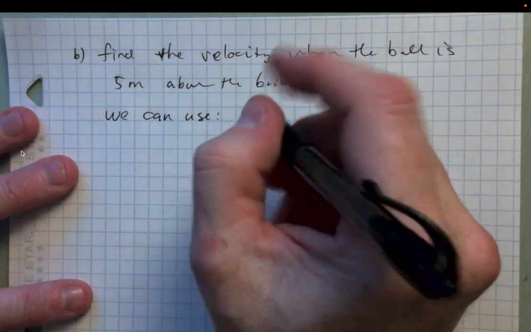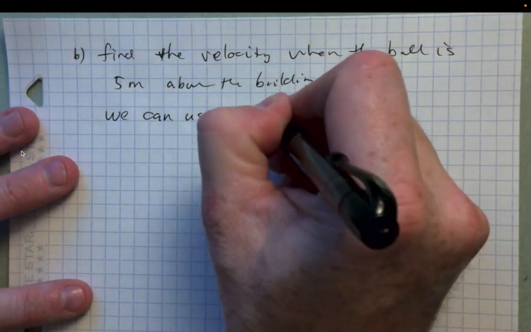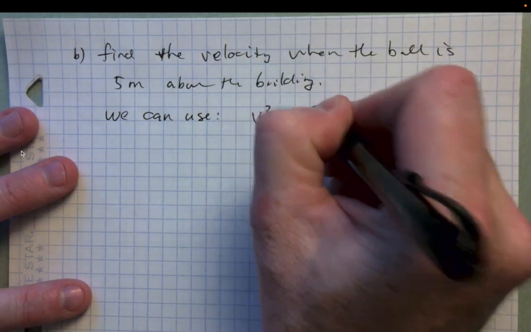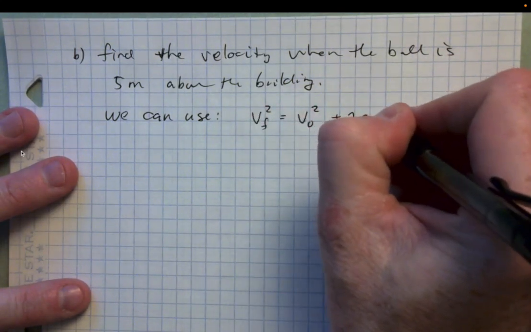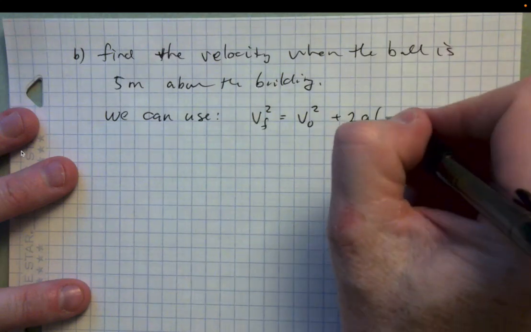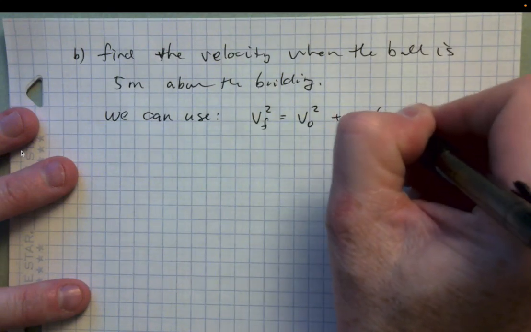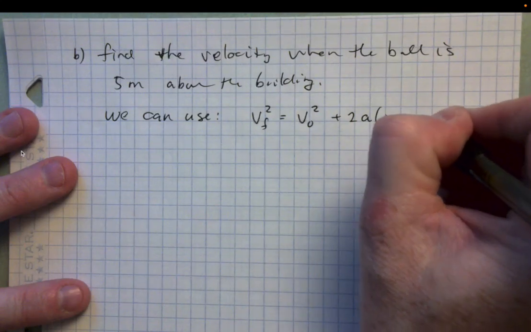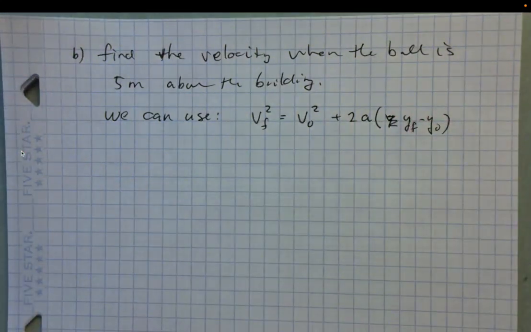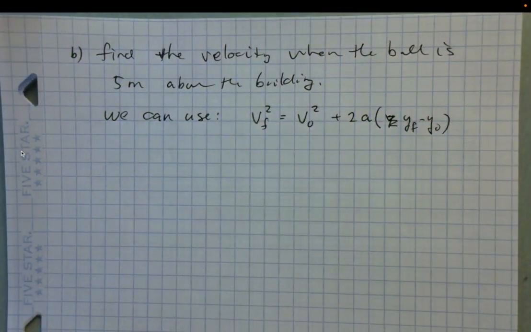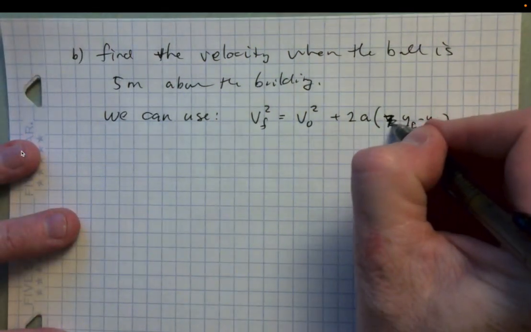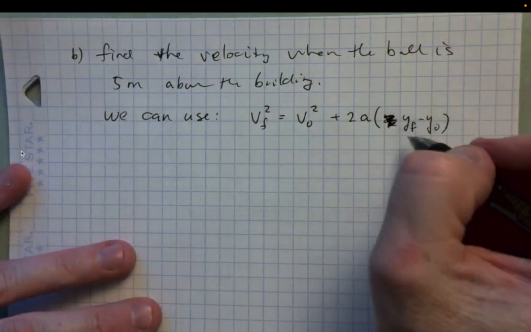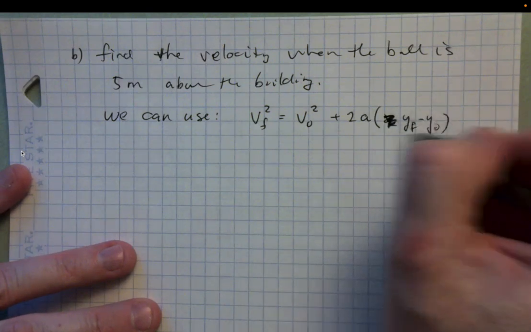We do have this: the final velocity squared is equal to the initial velocity squared plus 2 times the acceleration times the final position, y final minus y initial. Okay, so we could use something like this, right? This is a formula we've seen before. This is one of our kinematics formulas. This is the change, the displacement here.